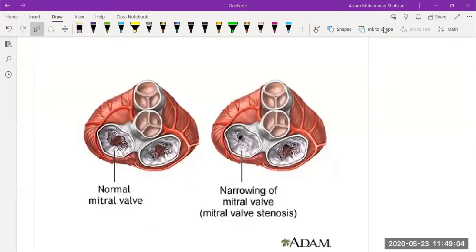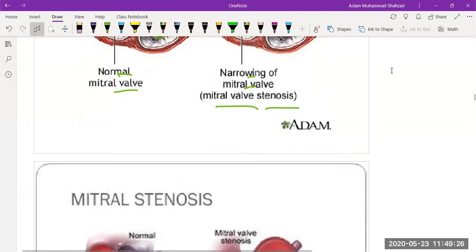And with the inflammation and scarring, it can lead to deforming mitral stenosis, especially fibrotic mitral stenosis. So what happened? This is a normal mitral valve, and what happened is the narrowing of the mitral valve, which is known as mitral valve stenosis. So you can see that the normal valve has a big opening, a big diameter, whereas the narrowed mitral valve becomes very small, having a small diameter.